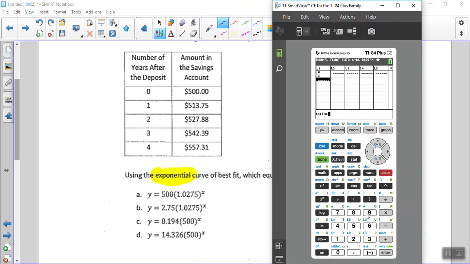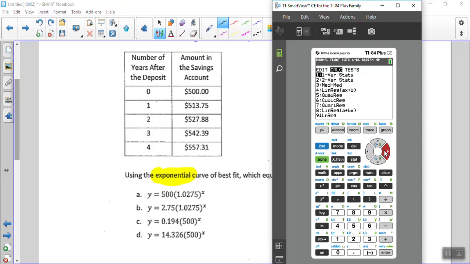Okay, so you have 0, 1, 2, 3, 4, and then you come over to list 2, and then plug in the rest of the numbers. You have 500. I guess I should put in those decimals. $500, 513, 175. Alright, so once you're plugging in your data, just look over the numbers, make sure everything looks good. Alright, it looks good.